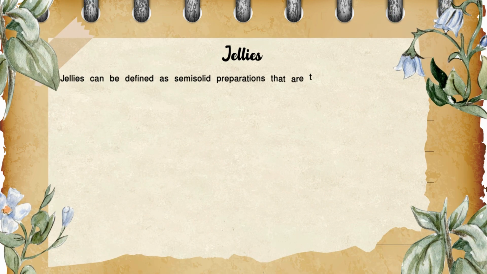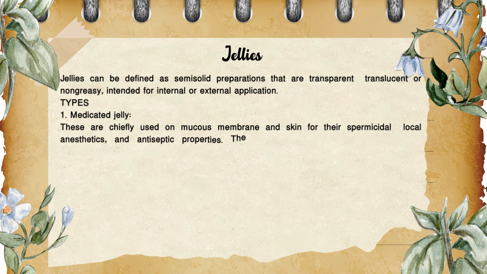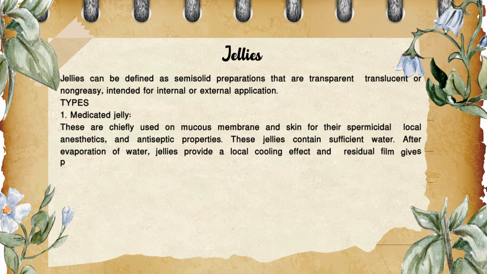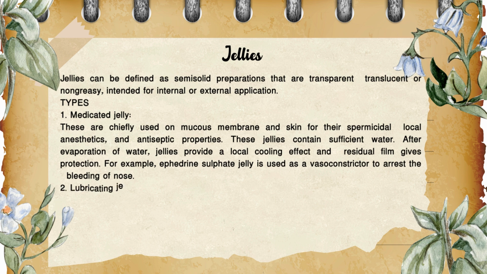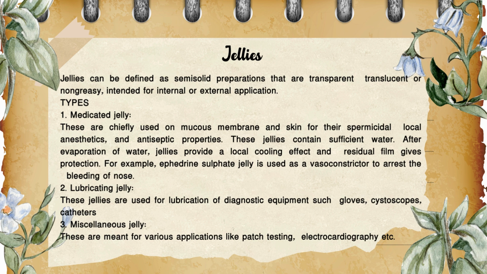Jellies. Jellies can be defined as semi-solid preparations that are transparent, translucent, and non-greasy, intended for internal and external application. Jellies are classified into three types. One is medicated jellies, which are chiefly used on the mucous membrane of the skin. Due to their spermicidal, local anesthetic, and antiseptic properties, jellies contain sufficient water. Next is lubricating jellies, which are generally used for lubrication.